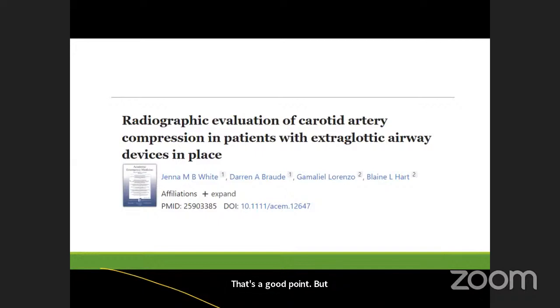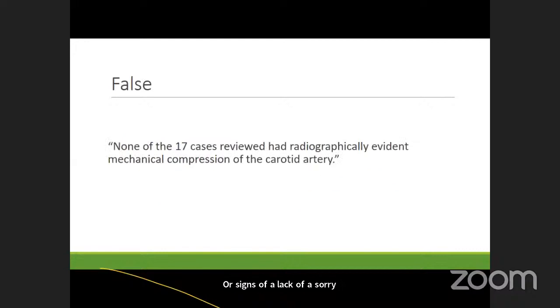But another study, this one a couple years later, was a radiographic evaluation of carotid compression in human patients with extraglottic airway devices. They had 17 patients with an LMA or comparable supraglottic airway device, and these patients had CT angiograms. A radiologist read these CT angiograms and looked for signs of compression of the carotid arteries. Thankfully, in humans, there was no evidence of carotid artery compression with an LMA.